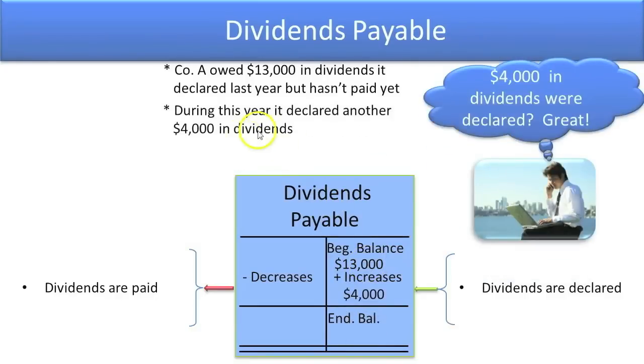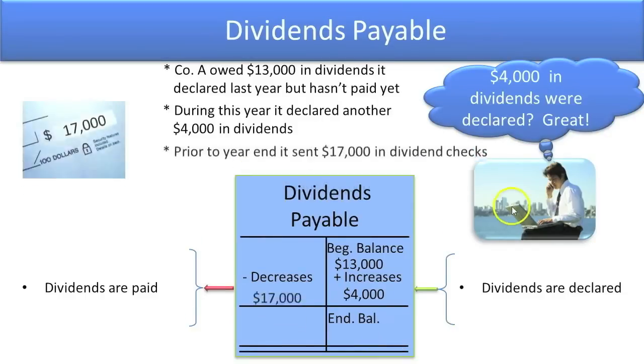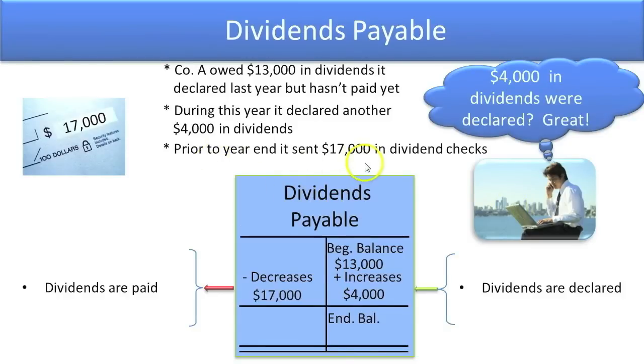During the year, it declared another $4,000 in dividends. So the investor will be expecting to receive these in the future. So now we are up to $17,000 in dividends payable to the investors. If the company cuts a check for all $17,000, dividends payable will decrease, thus resulting in an ending balance of 0.